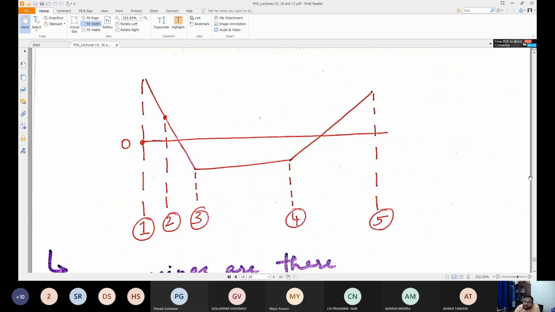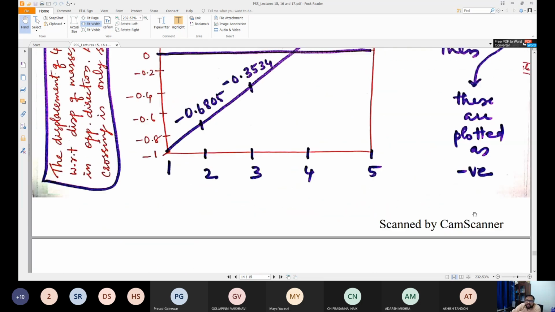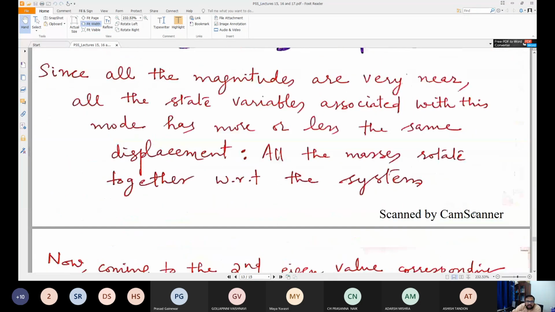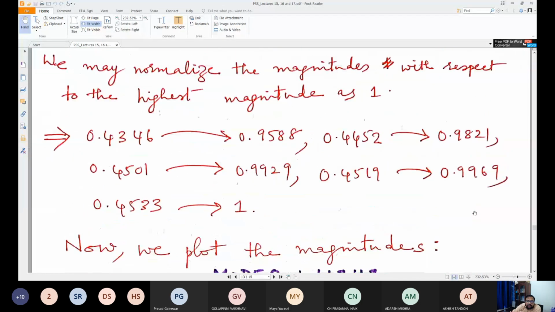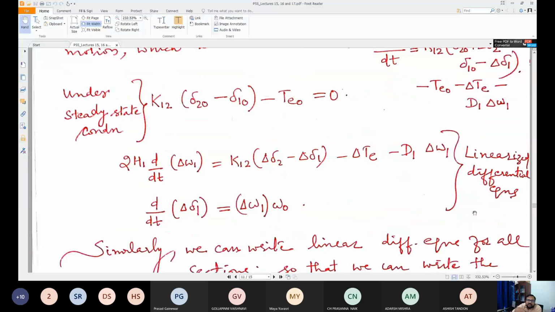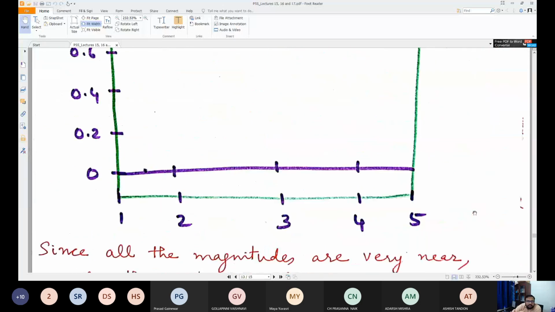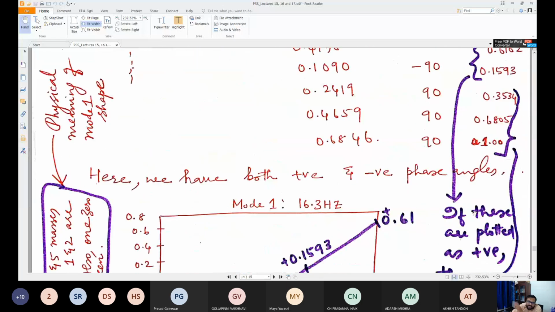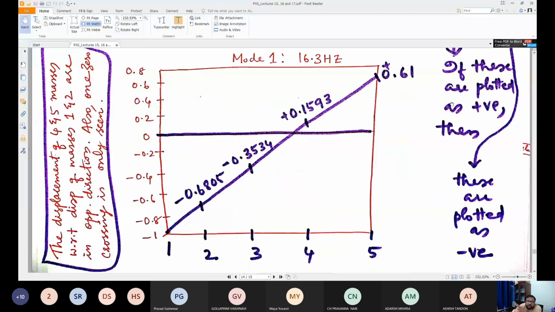So all these modes of oscillation are included in the torsional oscillation that has happened because of the change in TE, or development of TE of 0.9 per unit by the generator. All these values are given here. With that, we are interpreting the oscillations and mode shapes. This is subsynchronous oscillation inside a turbine generator system itself.